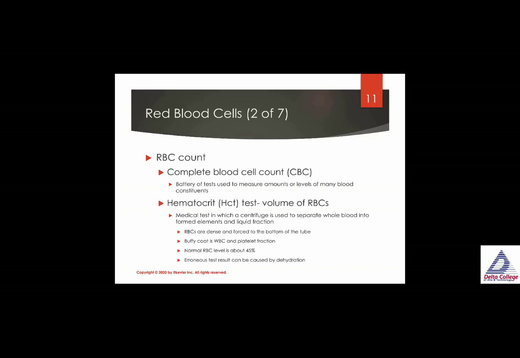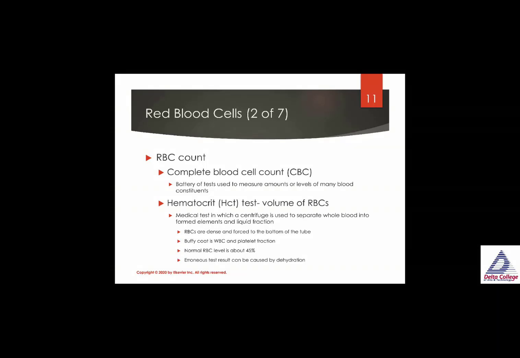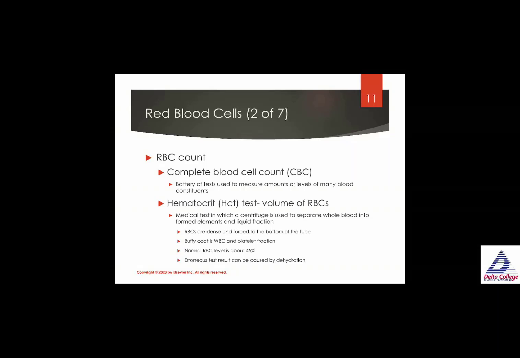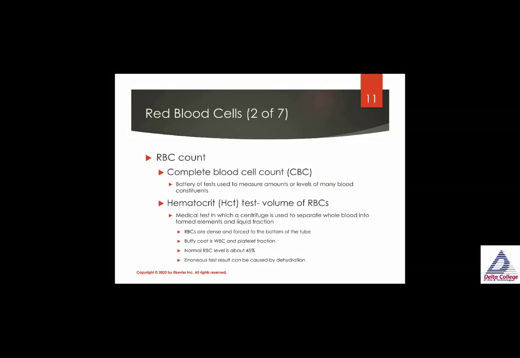Now, the hematocrit test is the volume of red blood cells specifically. This medical test uses a centrifuge to separate whole blood into formed elements and liquid fraction. Red blood cells are dense, so they're really heavy and they're forced to the bottom of the tube. The buffy coat is the white blood cells and platelet fraction, and the normal red blood cell level is about 45%. Now, the test result can be skewed if someone is really dehydrated.